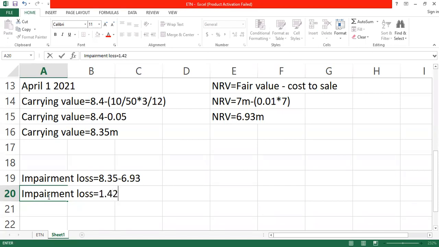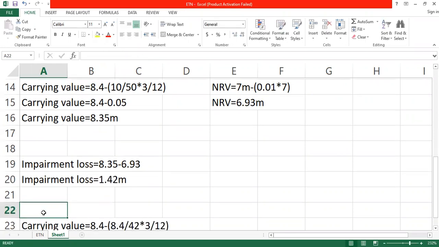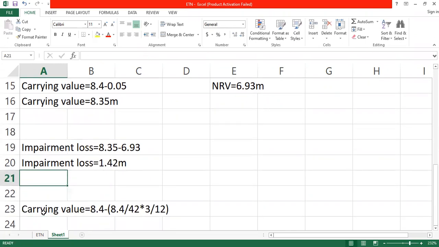The difference is 1.42 million. That's supposed to be the figure, isn't it? So for the statement of profit or loss, we are going to show impairment loss of what?